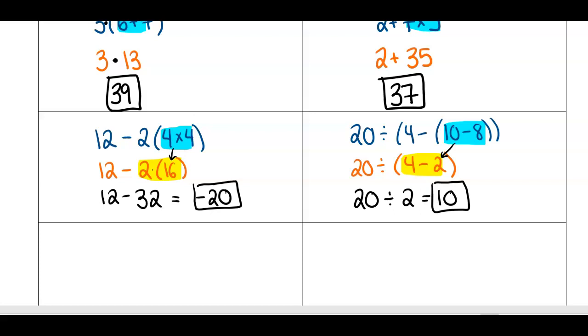So that is your order of operations with just numbers. You can also follow this order of operations when you're evaluating things with variables as well, for another time.